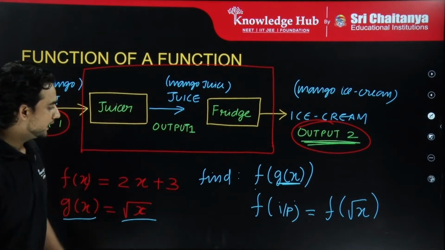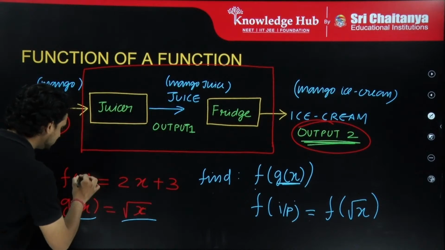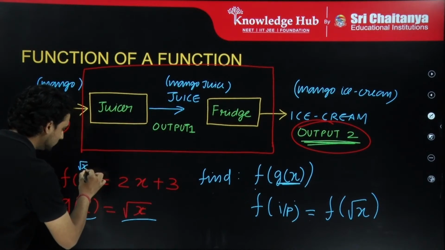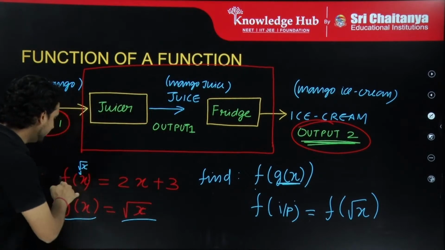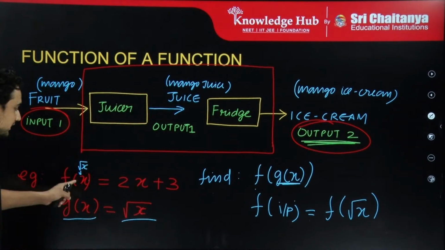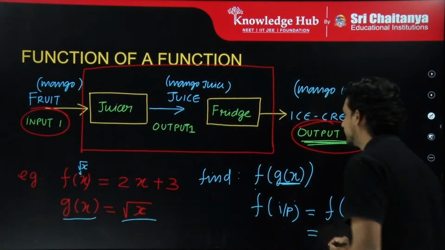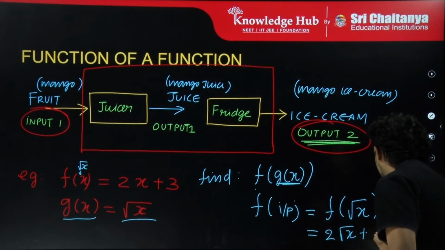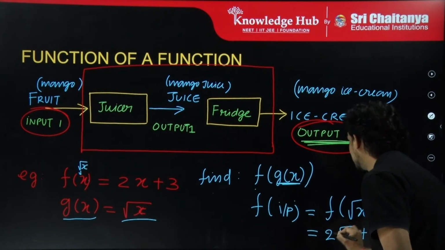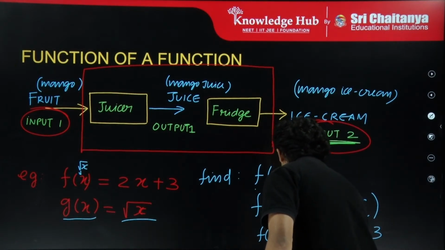Now f of root x, can I find f of root x? Yes, if I put x equals root x. So if I put x equals root x, can I get f of root x? Yes, so what is f of root x? This will become 2 into root x plus 3. So this is basically f of g of x.